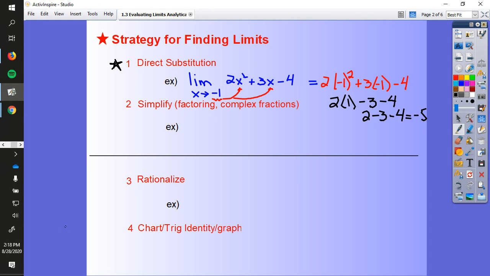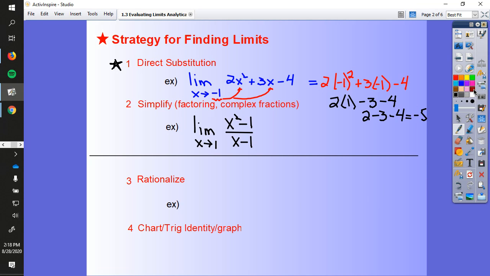So a direct substitution is always what we want to try first. There are just times where the direct substitution doesn't work. Just to give you a real quick example of one of those, and then we'll look at some more examples as we get going, is the limit as x approaches 1 of x squared minus 1 over x minus 1. Let's say that was our problem.